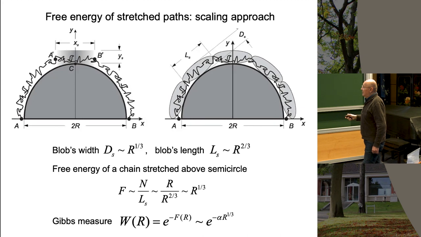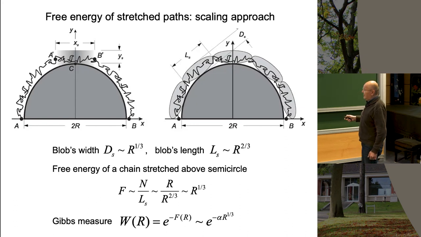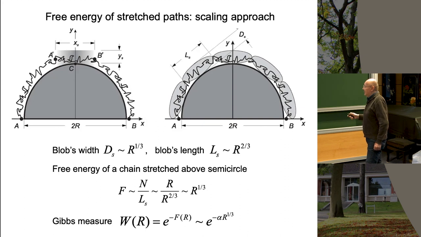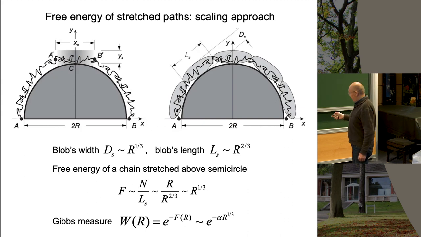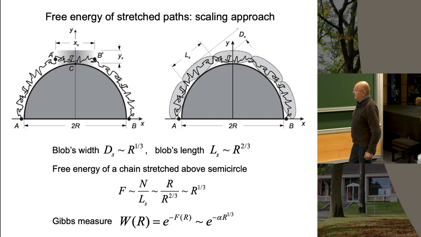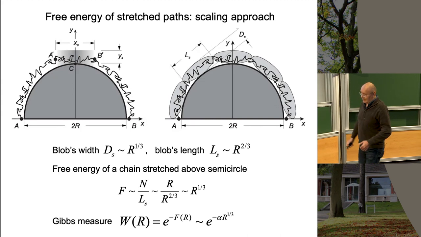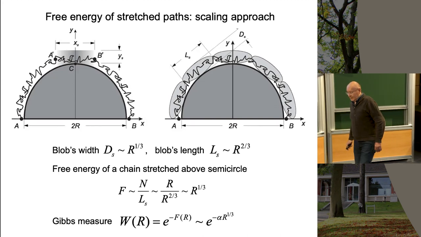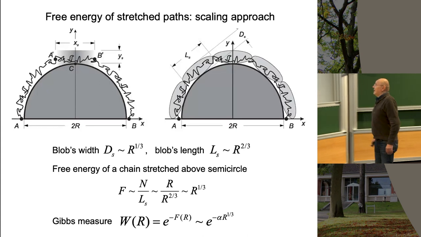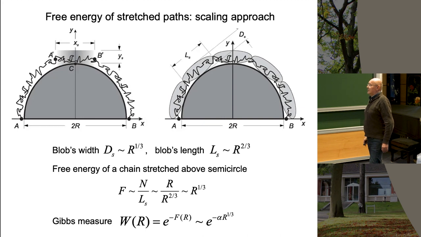And then, since this is something like free energy, I can estimate the Gibbs measure. It behaves like the following. So you see, e to the power minus r 1/3. Okay, now I change the subject, and I will return to that, of course, but just what this reminds.